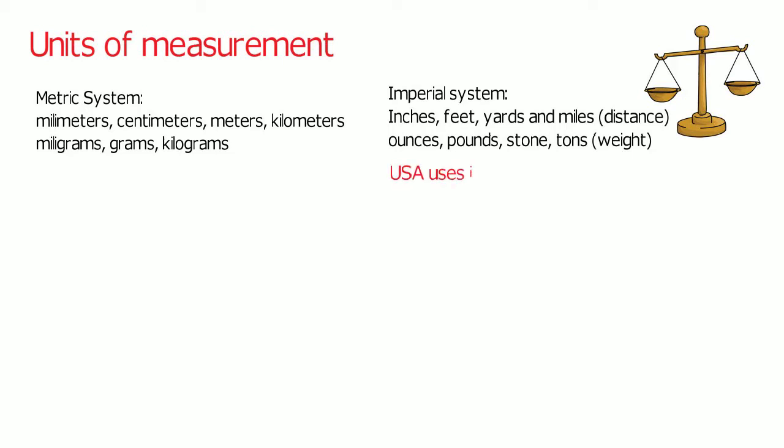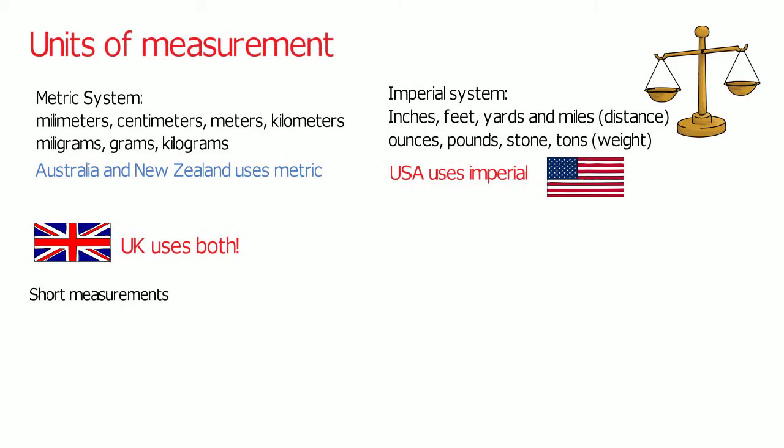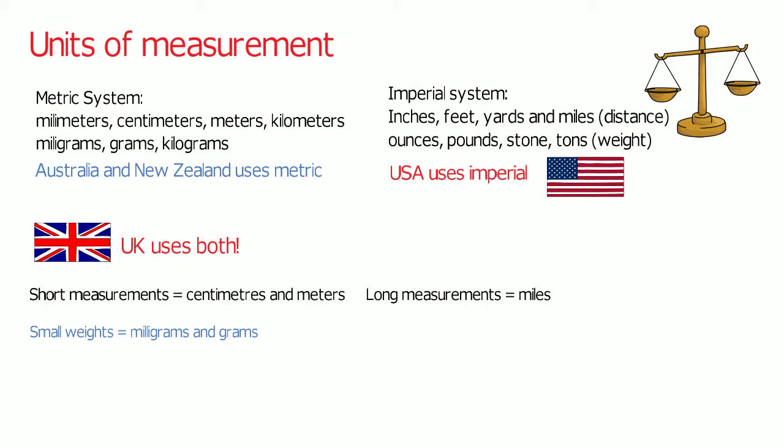Generally speaking, the US uses the imperial system, while Australia and New Zealand use the metric system. In the UK, where I am from, we use both. Generally, we use centimeters and meters for short distances and miles for long distances. We also use milligrams and grams for small weights, but stone and tons for large weights.